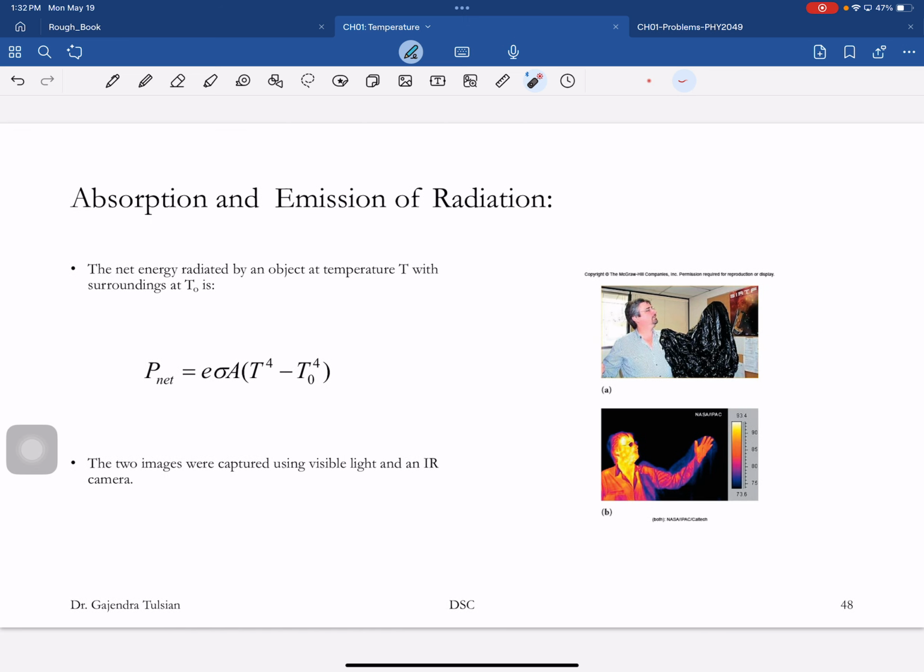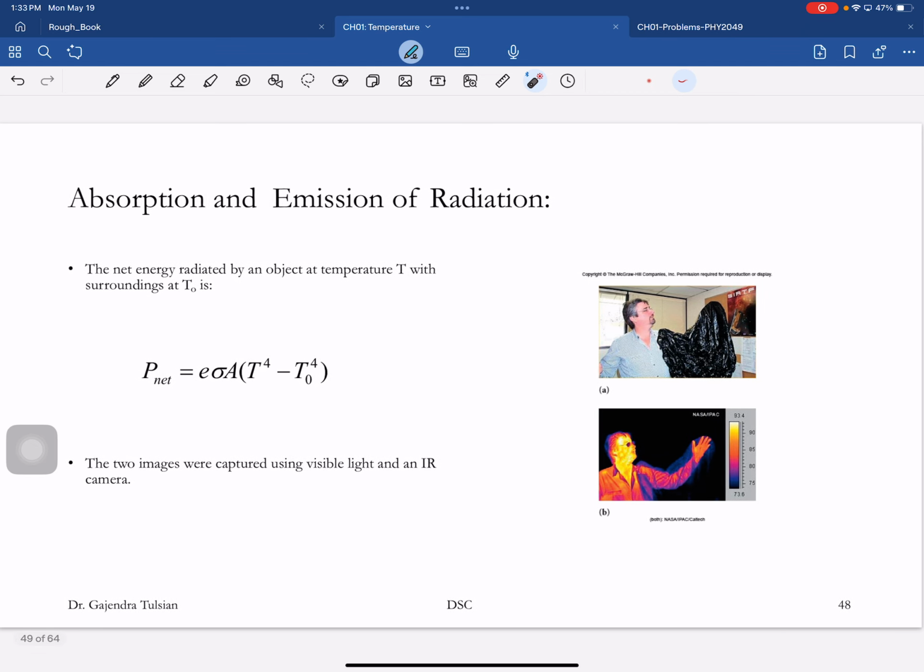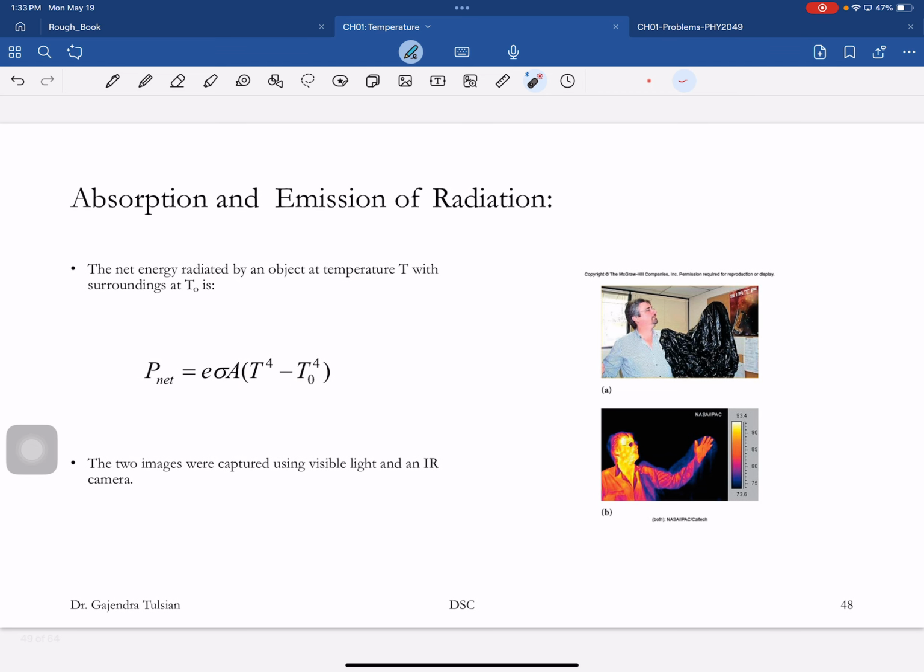Now you're emitting electromagnetic radiation. How about the wall? Is the wall emitting electromagnetic radiation? Yes. So what is your net loss is the question. If your temperature was the same as the wall's temperature, then there would be no net loss or gain. But you're warmer than the wall, so you're losing net energy via electromagnetic radiation, and that's the net loss. Your temperature is higher than the temperature of the surroundings.